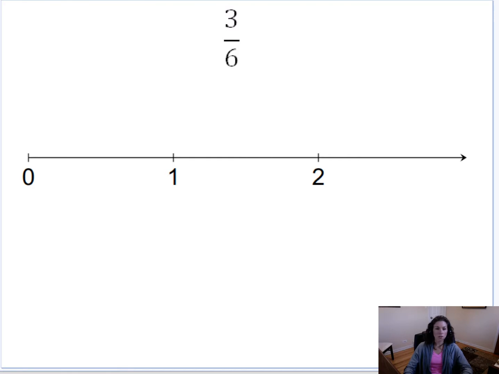Hi everyone, these are the answers to the fractions on a number line quiz.